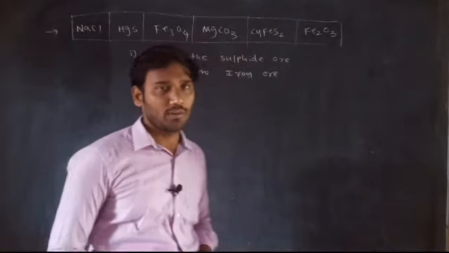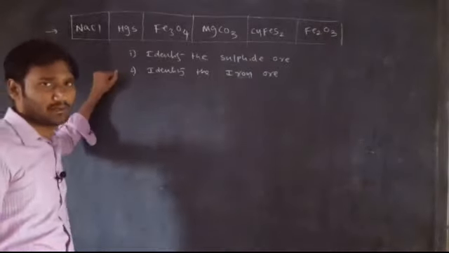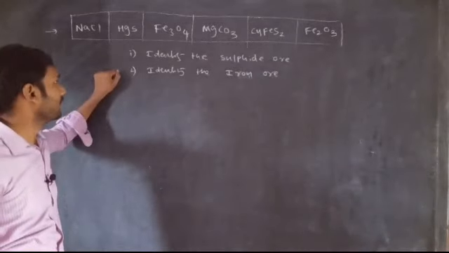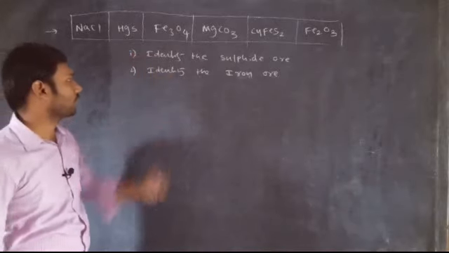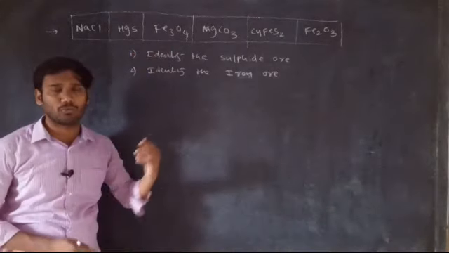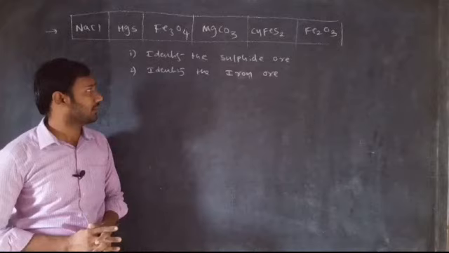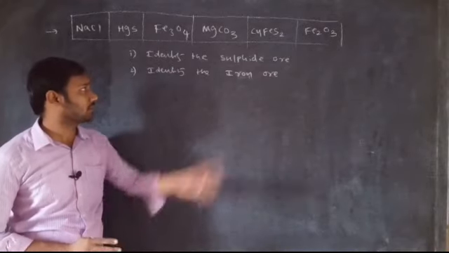A table is given here. This is from metallurgy. In this table, two questions are asked. One is to identify the sulfide ore from the table, and the other is to identify the iron ore from this table. So let us see that here. Identify the sulfide ore from this table.